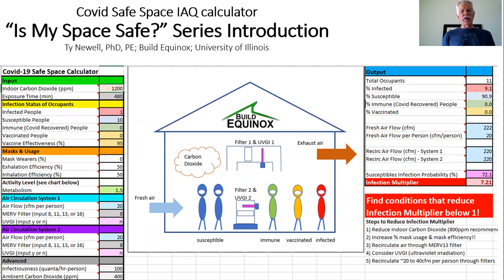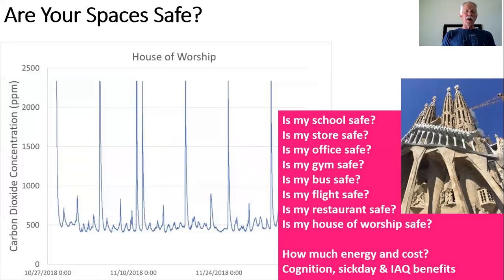So this is the front sheet of the calculator, and as you follow through other videos, you'll see how to use the different features of the calculator. And as we look at places such as a house of worship, this is very, very different from a house, from a restaurant, from a classroom.